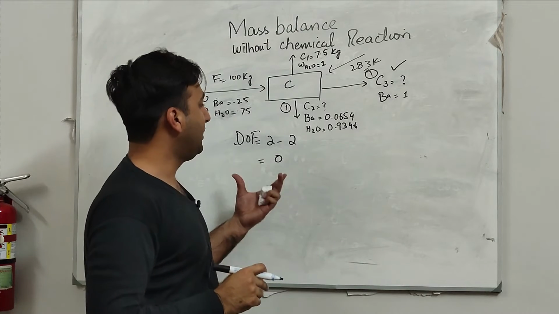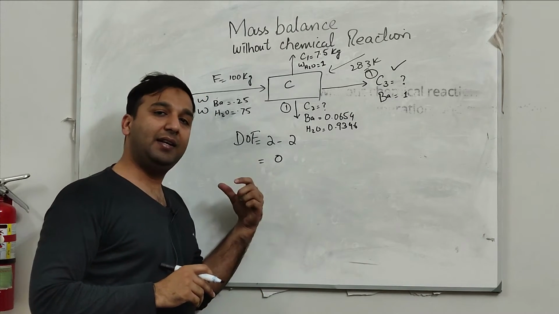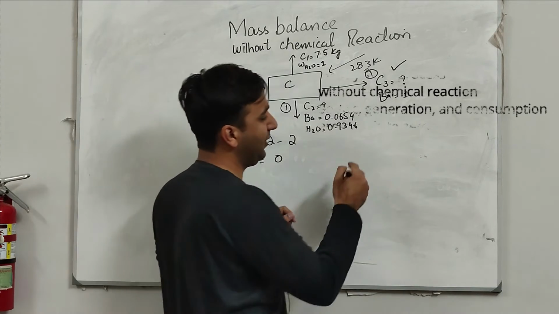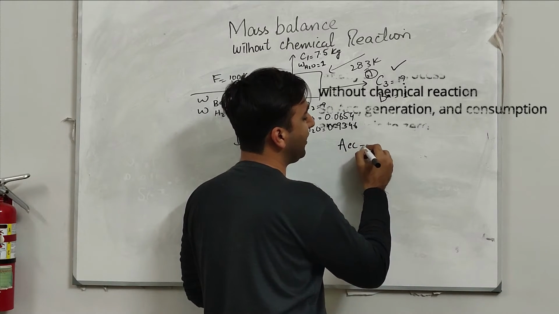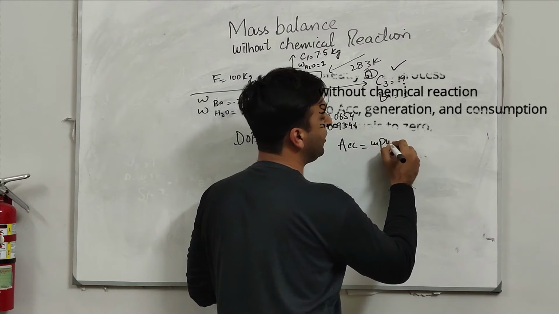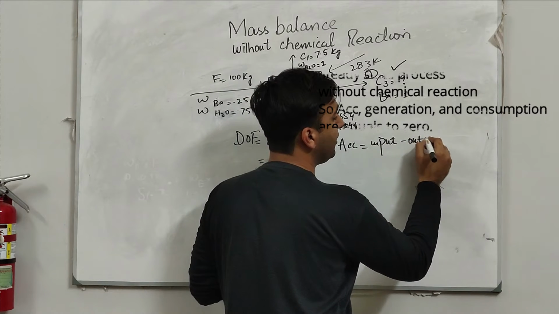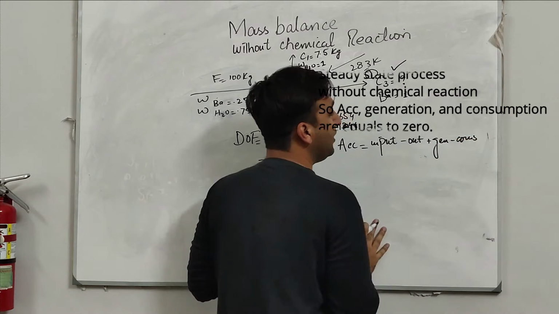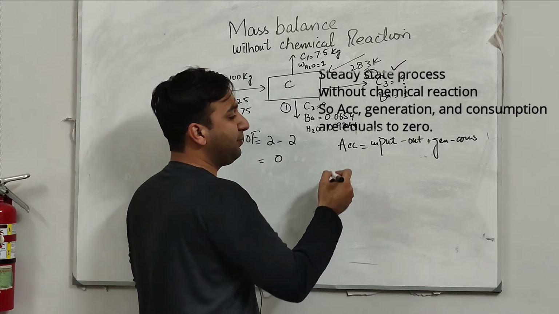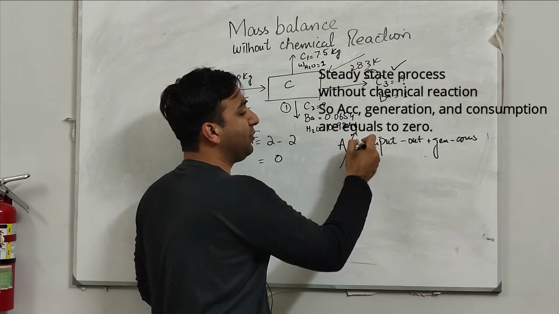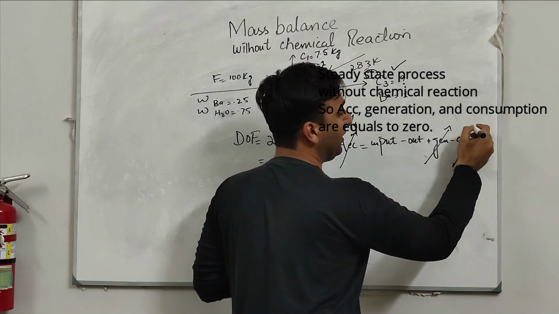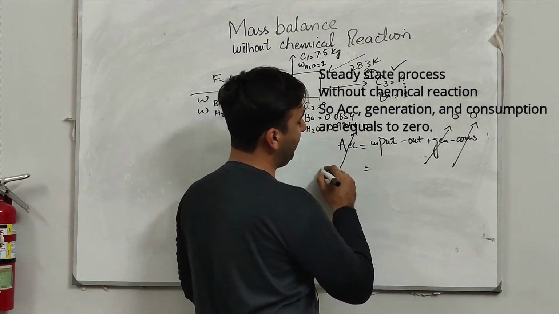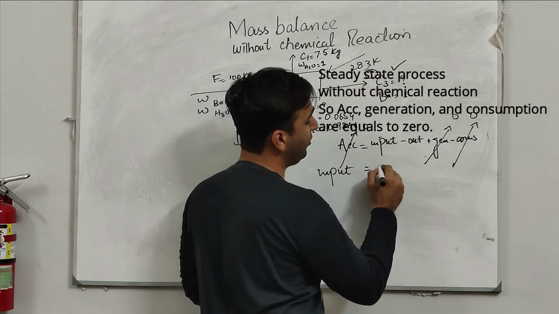After finding degree of freedom, we will go to the general mass balance equation for solving this problem. So what is the general mass balance equation? Accumulation is equal to input minus output plus generation minus consumption. So now as it is a steady state process, accumulation will be equal to 0, no generation and no consumption, all will be equal to 0. So we will remain with input is equal to output.